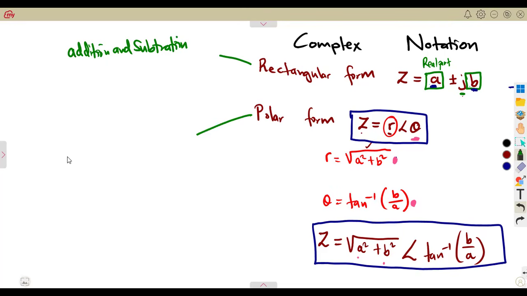The polar form is best for the multiplication and division.